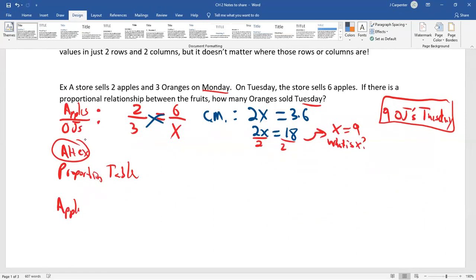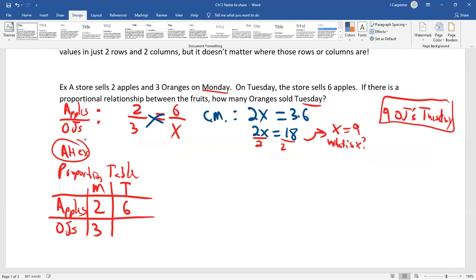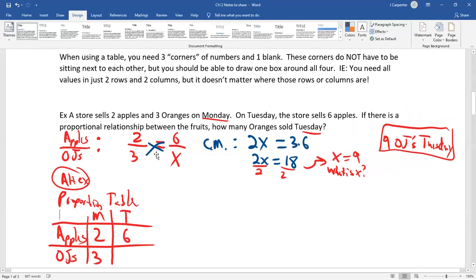We have apples and we have oranges. And we sold some apples on Monday, we sold some apples on Tuesday, we sold some oranges on the same days. So 2 apples and 3 oranges on Monday, and then we sold 6 apples on Tuesday, and this spot is blank. Let me pull back, there we go. So this is a proportion table. This is how it could have been set up as well. So same exact numbers, same exact answer, just a different setup.